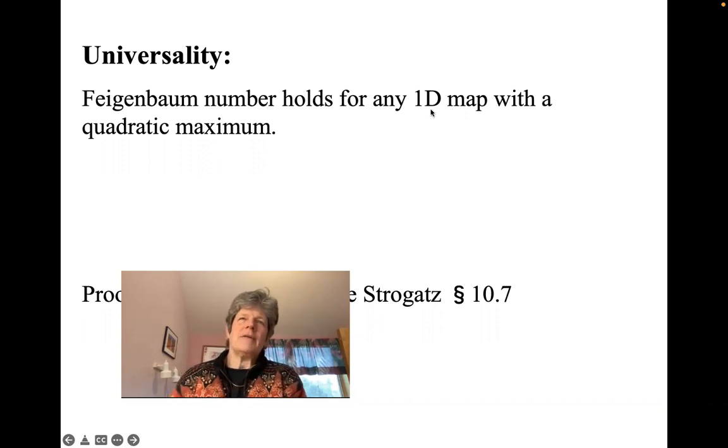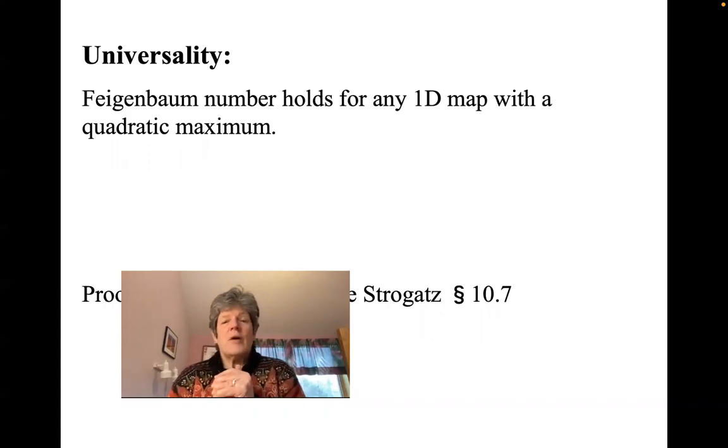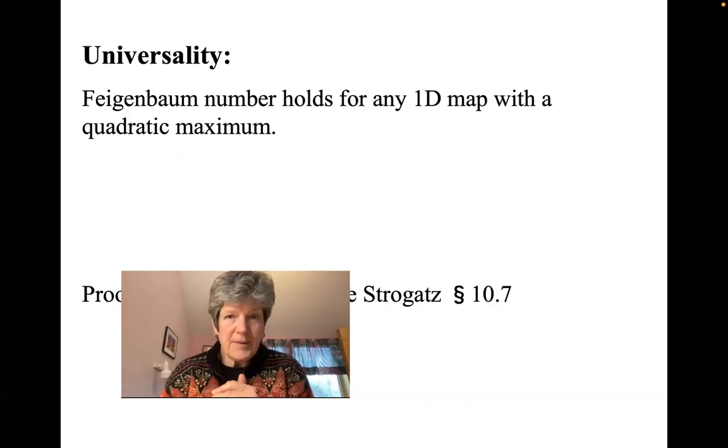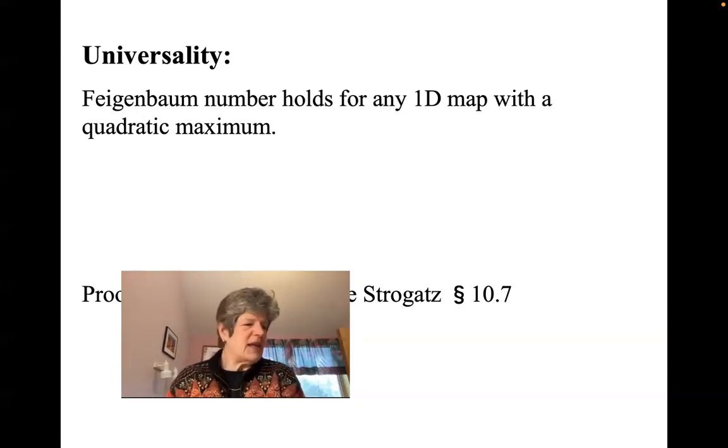There is some evidence that the Feigenbaum result holds in higher dimensional maps. There are some suggestive results that say that it holds in continuous time dynamical systems, or flows. It's just that the proof doesn't extend there yet, at least.